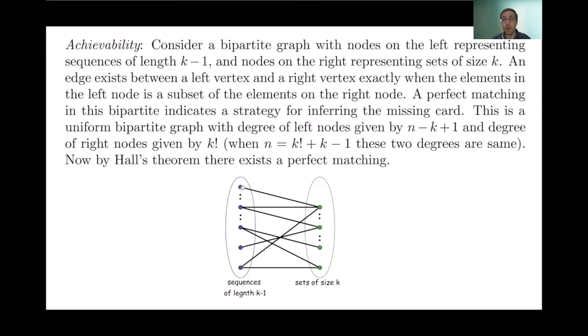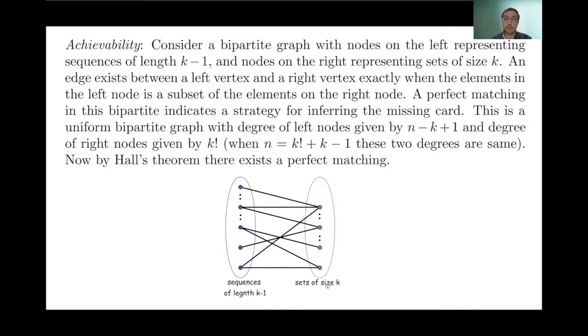All right. What is the strategy of person B? Person B observes a set of size k, and it has to output a sequence of length k minus 1. So the strategy of person B is to select a vertex on the left-hand side that is connected to the observed node, to the observed set. Okay, so person B starts with a set of size k, and then from the sequences of length k minus 1 that are connected to that node, he chooses one of them and reveals it to person A. Person A has to go the other way, from sequences of length k minus 1 to a set of size k.